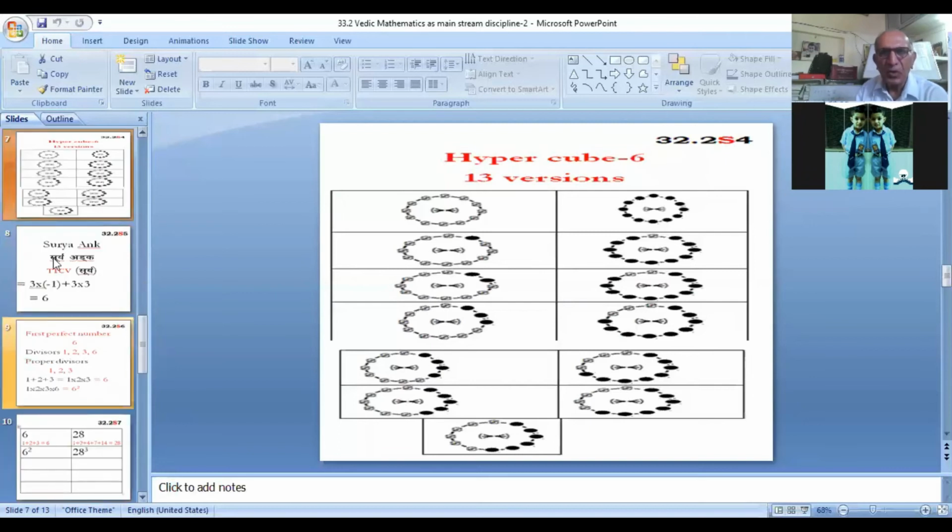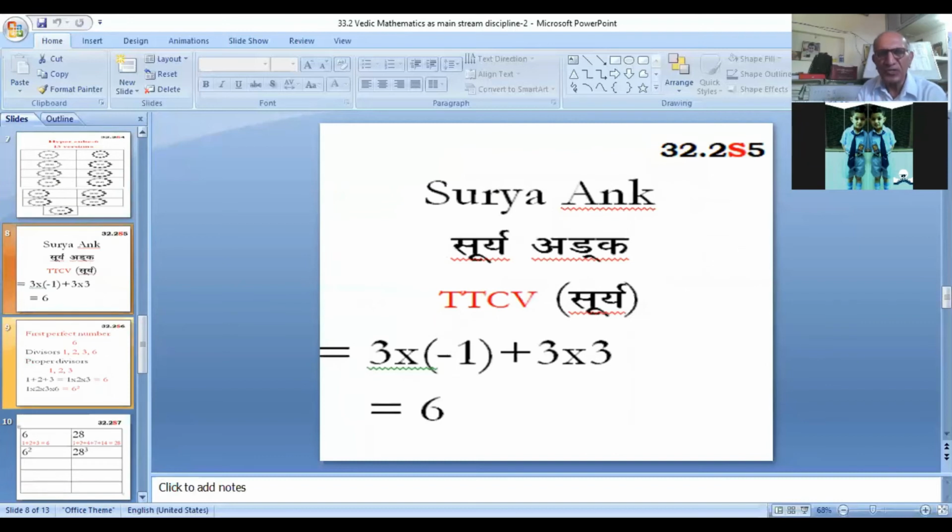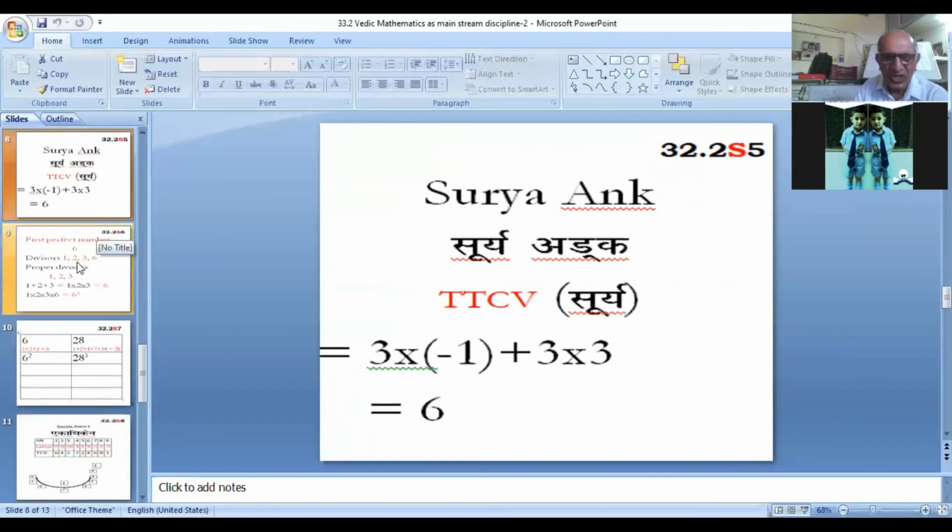As such, the sadhakas fulfilled with the intensity of urge shall initiate learning and teaching of Vedic mathematics in terms of the value 6. One may have a pause here and take note that this value 6 is a Surya Ank. It is the number of the sun domain. It is value 6. The formulation Surya is leading us to the transcendence value as 3 multiplied by minus 1 plus 3 multiplied by 3 is equal to 6.